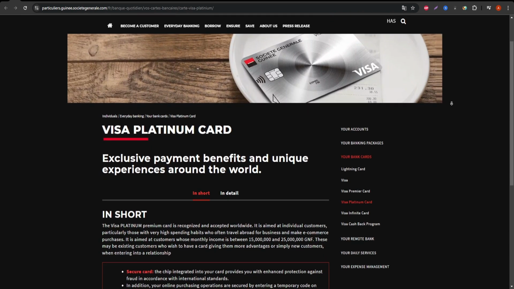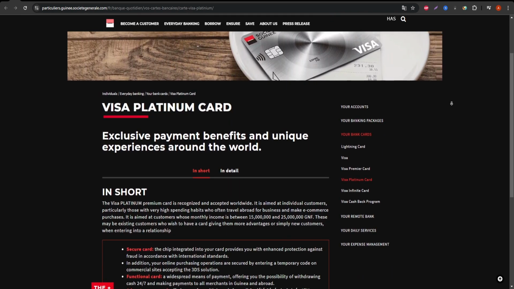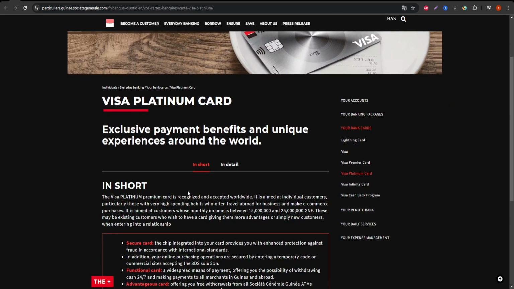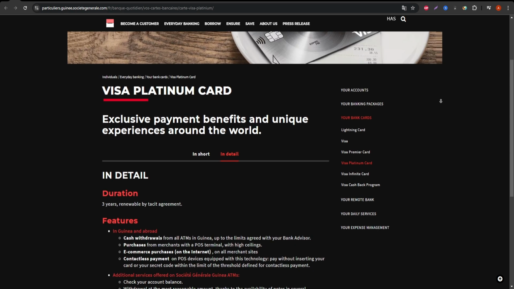The Société Générale Visa Platinum card stands out in the crowded credit card market, offering a blend of premium services and competitive benefits. As we dive deeper, you'll learn about its annual fee structure, typically around 150 euros, and how it can be offset by the rewards you earn.